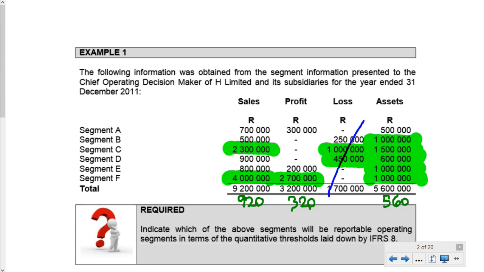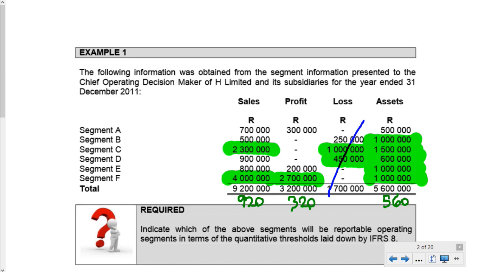Then we look at assets. 5.6 is 560, 10%. So B, C, D, E, and F are all bigger. So when we look at this, we're going to do segment reporting for segments B through F, but not for segment A. Segment A is not considered to be big enough, and so we won't do segment A.